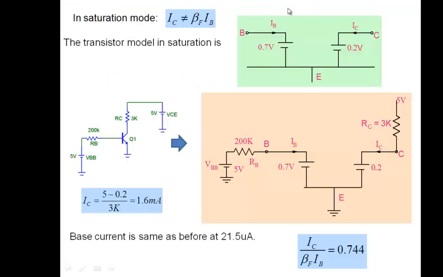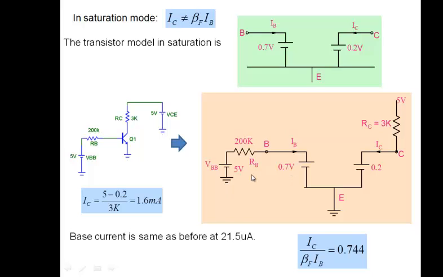Now, earlier what I did was I assumed it to be in forward active, found that it was not in forward active, then applied the saturation. It has to be in saturation, and it turns out to be. What we could have done is the other way around also. I could have assumed it to be in saturation region, calculate IC, calculate IB.